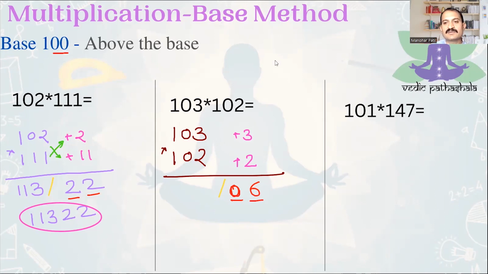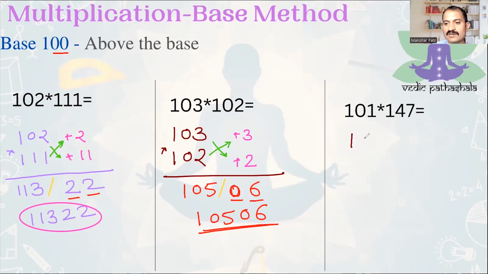And then the next step is very easy. Just cross addition, and you will get the answer. 103 plus 2 is 105. So the final answer is 10506. Now come to the next question.